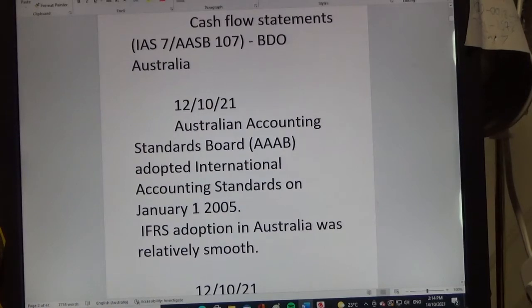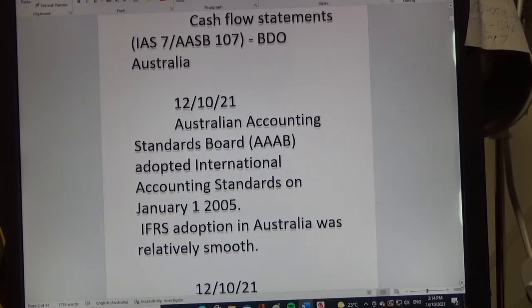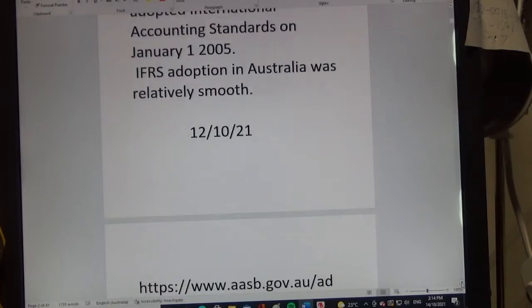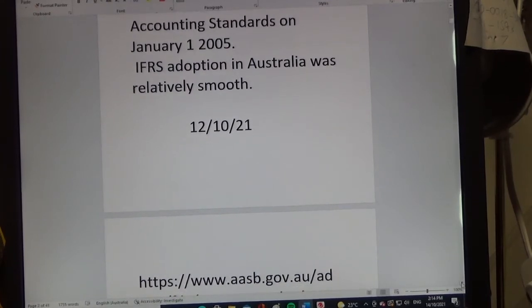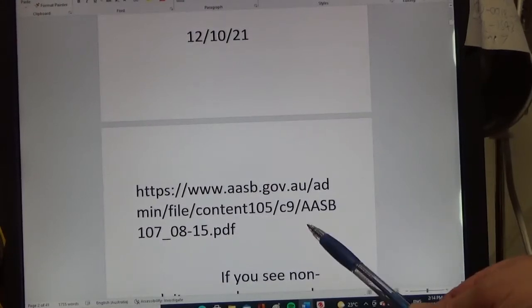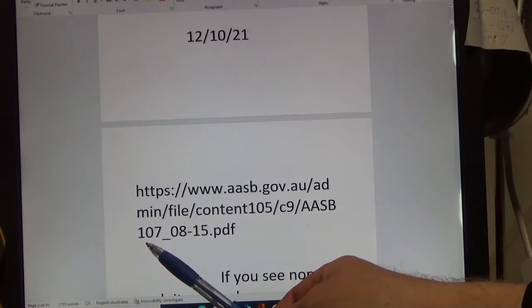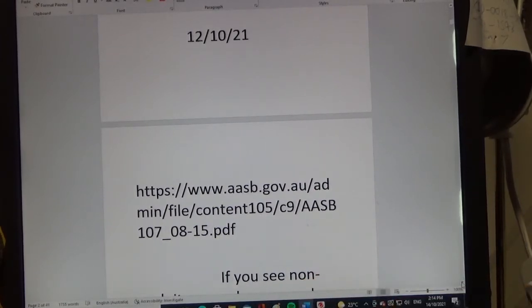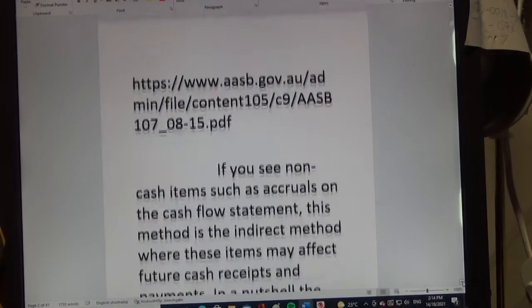So there's many different financial accounting standards, and today we're going to focus on obviously the cash flow statement. The adoption of those standards back in the mid-2000s was relatively smooth. So that's the reference, the Australian Accounting Standards Board reference on the standard 107 on the cash flow statement. You can view it online. It's a fairly good template.